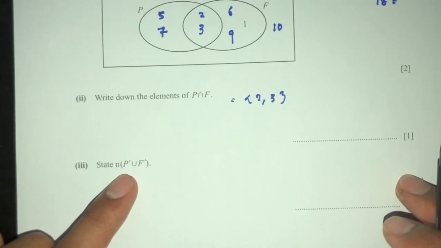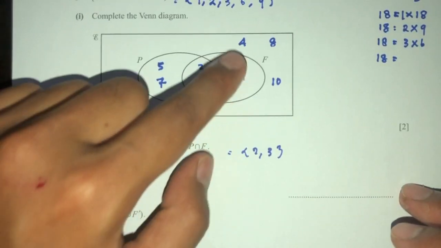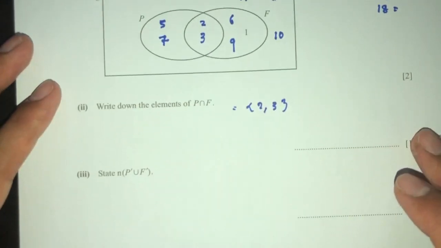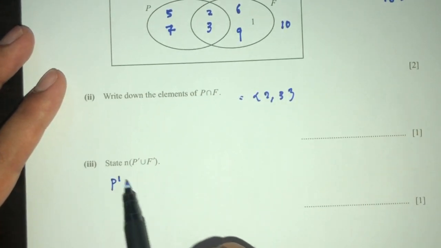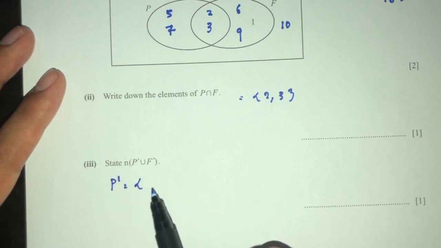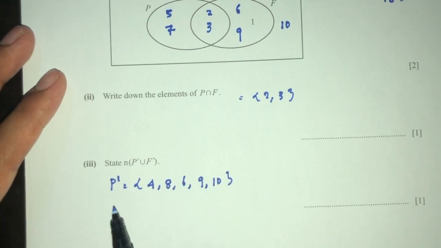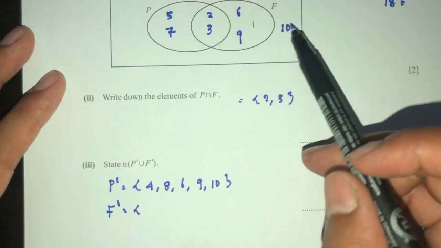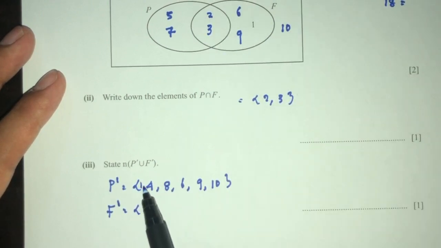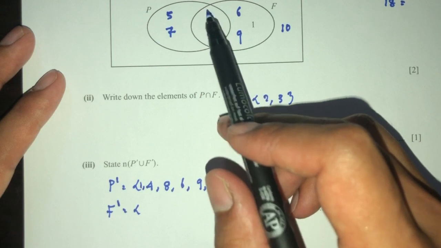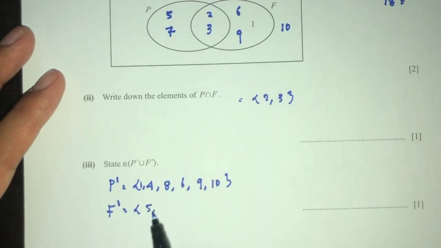So it is P prime, which is outside of P. Outside of P, let's first list them down. Outside of P we have what? That will be 4, 8, 6, 9, 10. F, outside of F we have, F is here outside, so we have 1 as well, we forgot 1. Of F will be this one, 5, 7, 4, 8, and 10.